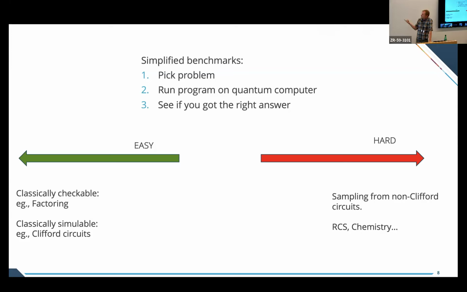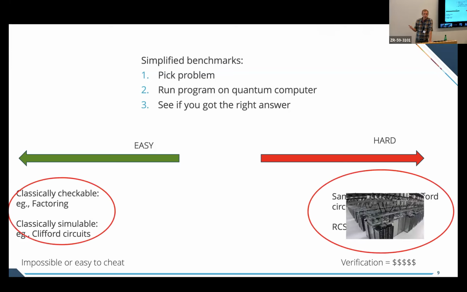So on the other end, there are hard benchmarks where we sample from a generic non-Clifford circuit. These are things like RCS, maybe you want to do chemistry. The problem with those is that verifying those circuits costs dollars, real money. Google spent a lot of money on that RCS quantum supremacy paper.